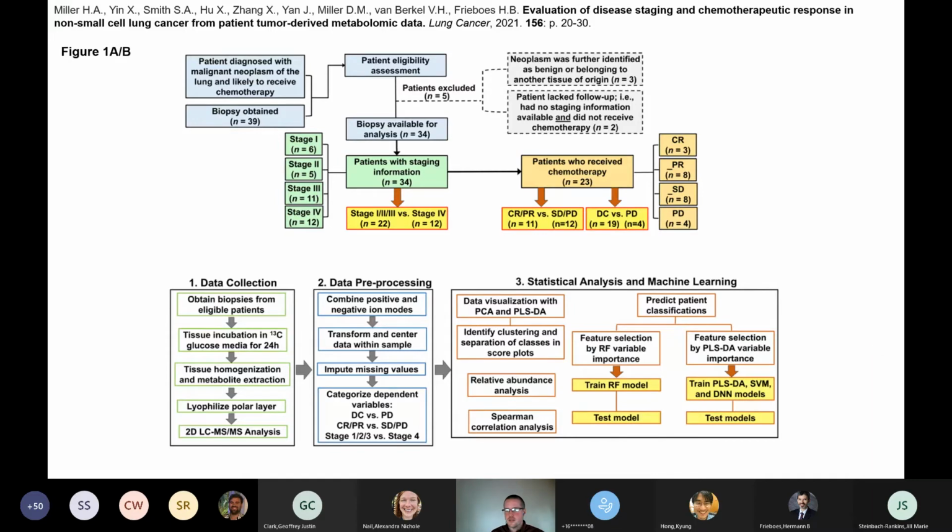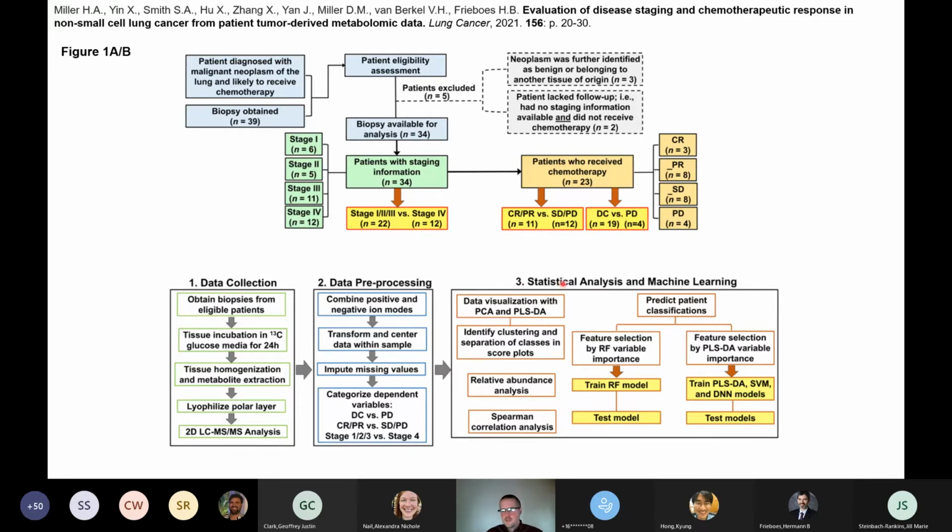So once the biopsies are obtained, the tumor tissue is incubated in carbon-13 glucose media for 24 hours, homogenized, and then a liquid-liquid metabolite extraction is performed. The polar layer is isolated and lyophilized before a mass spec analysis. The data pre-processing is performed to combine positive and negative ion modes and also to transform and center the data. And we also impute missing values and then categorize the samples based on either response or staging. Then we proceeded with statistical analysis and machine learning.